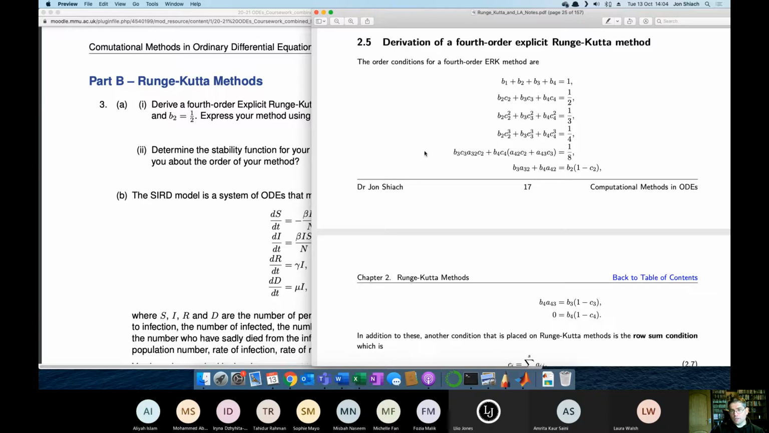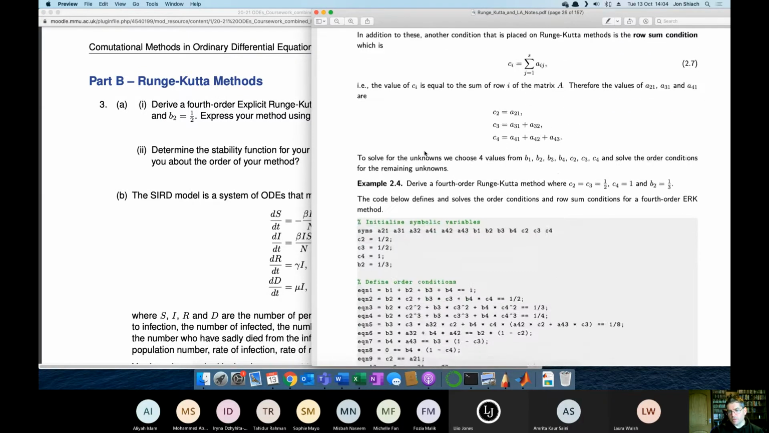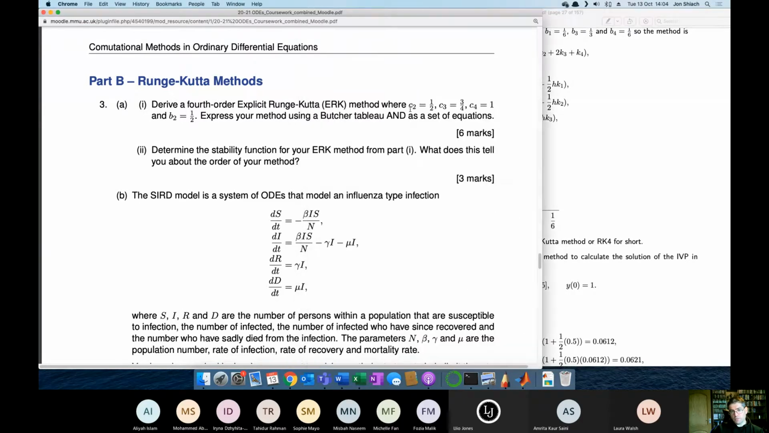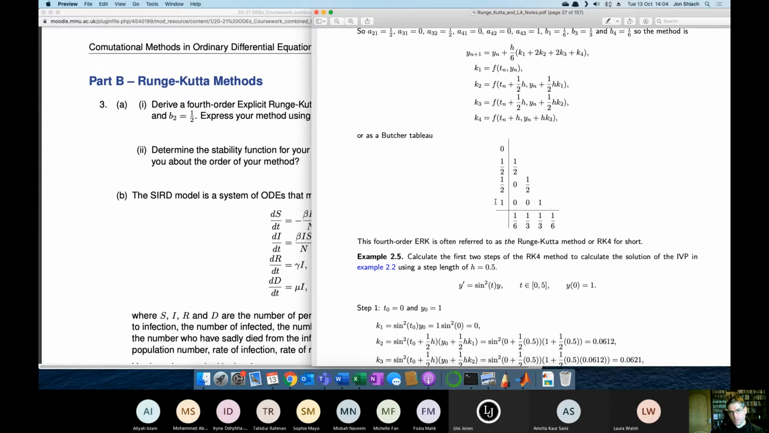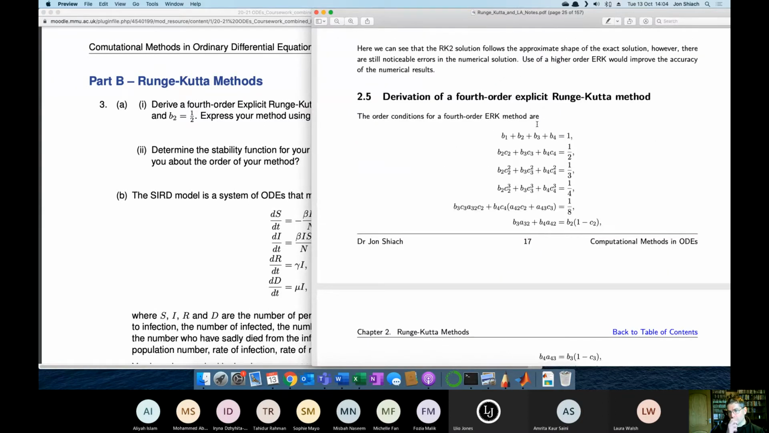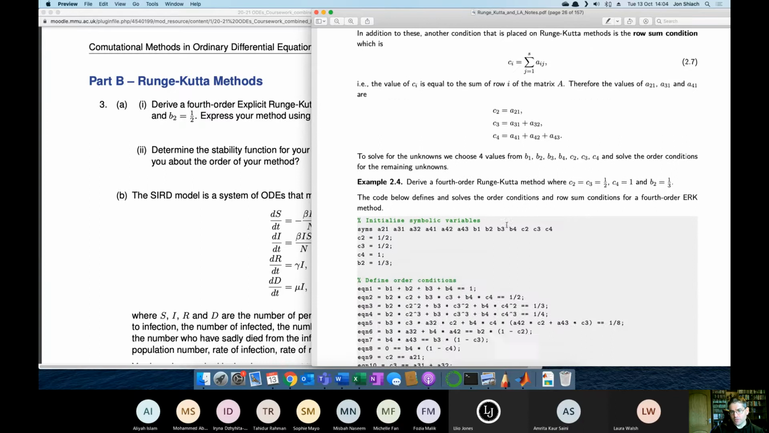Here we have a Butcher tableau. You're given all of your C values. C1 is something quite easy, and C2, C3, C4 you're given. How many unknowns, how many equations do you need? You need 3 equations. I'm not telling you which ones, but pick the simplest equations you can. That is always a good place to start.